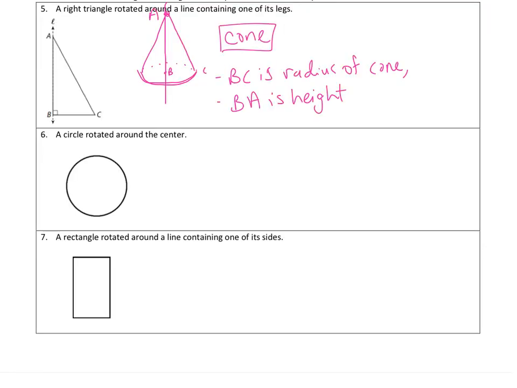Moving on to number 6, I want you to try this one yourself. So if here's my line going right down the center, and we take all of these coordinates and we just spin it around, think of a penny. If you spin it on the table, what shape does it create?